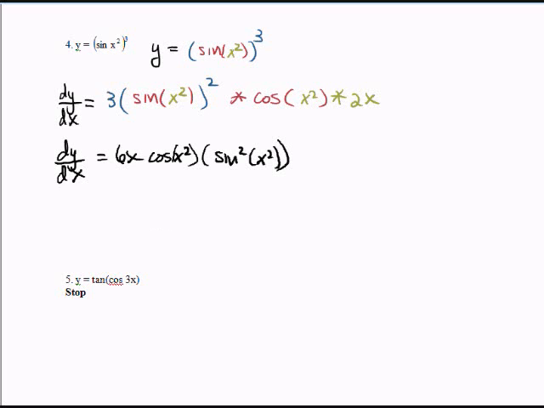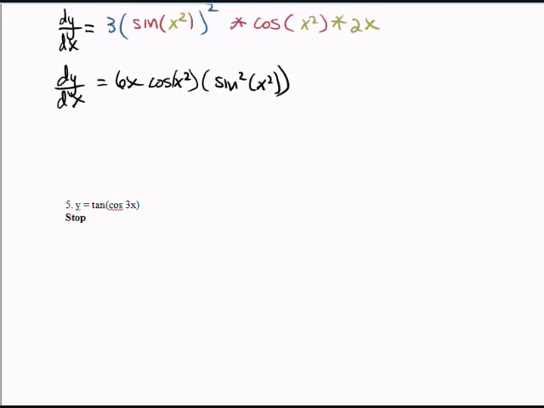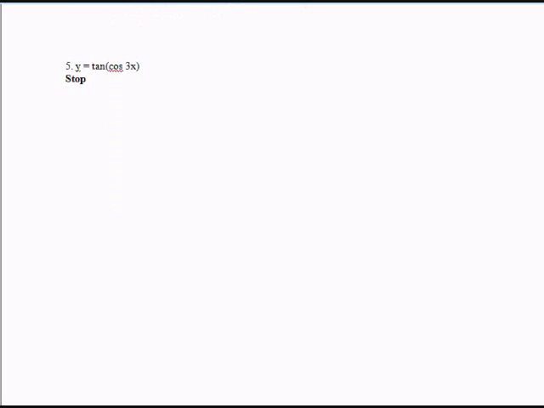Here's our last example. This one again only has 3 layers. So let's rewrite the problem as y equals. Outer function is tan. Then the next layer is cosine. And the final layer is 3x.